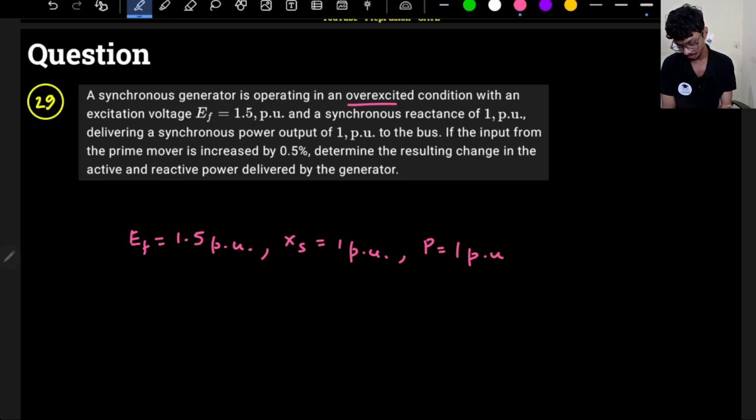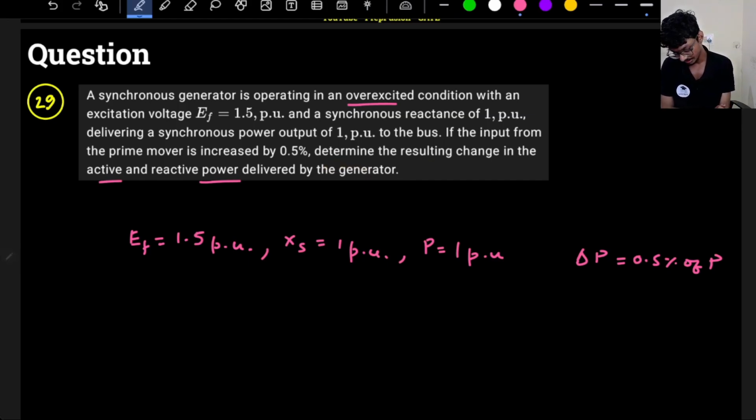If the input from the prime mover is increased by 0.5%, that means the change in the prime mover input, delta P, will be 0.5% of the initial power. That is the change; I have increased it by 0.5. Determine the resulting change in the active and reactive power delivered by the generator.